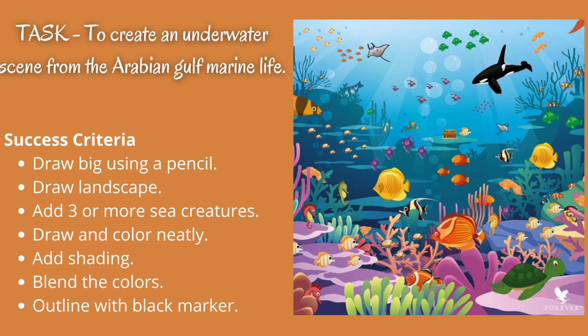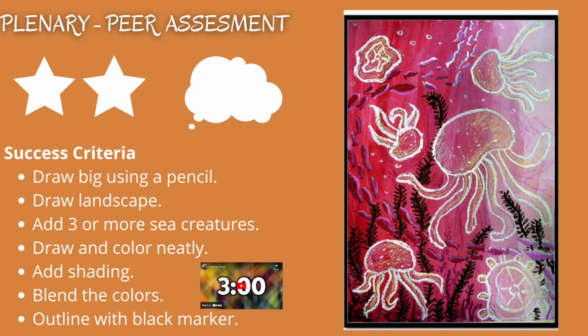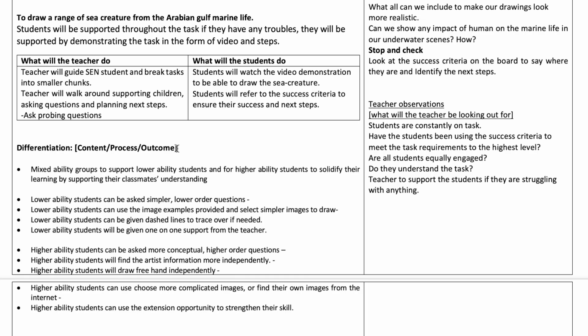Differentiation is simply how are you supporting all your learners? How are you supporting the ones who cannot do the task? How are you supporting the ones who can quickly do the task? And how are you supporting or challenging the students who can do the task even before you've explained the task? So basically, how are you supporting all the learners?